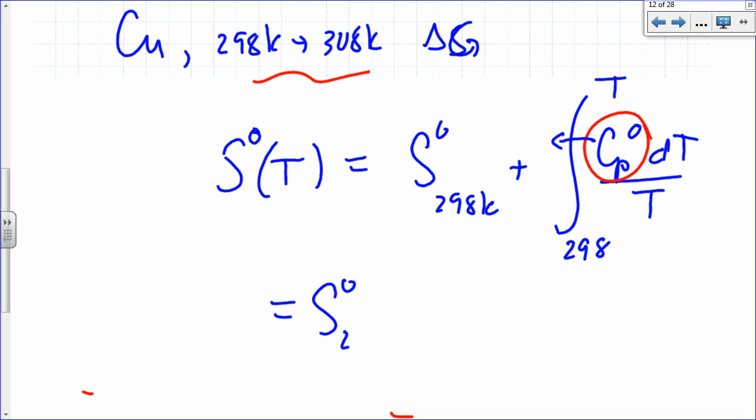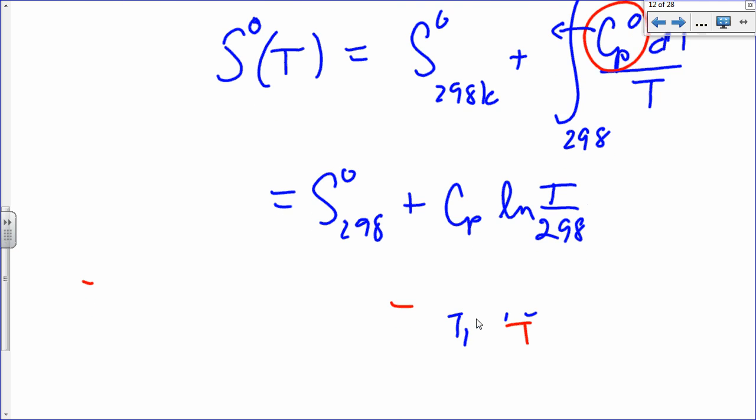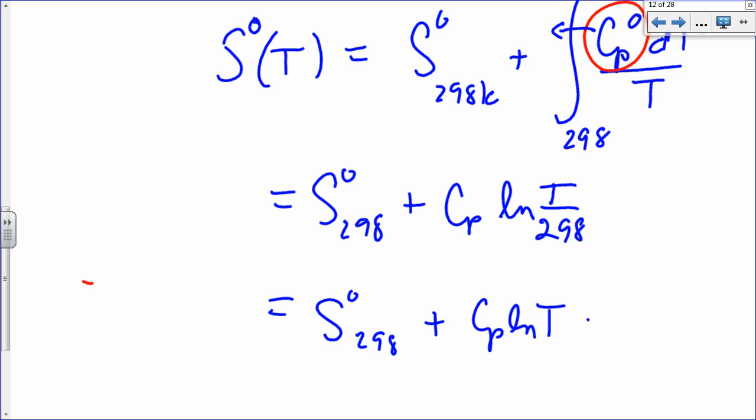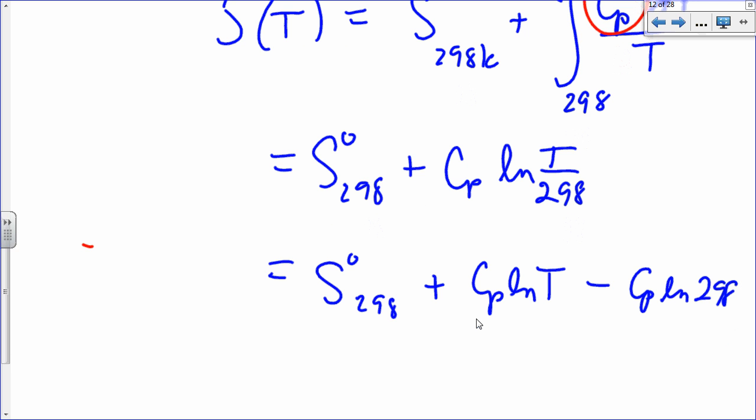That's going to be S naught at 298 plus Cp. What's integral of dt over t? Ln of t. So ln of t over 298, right? So you can say that S as a function of t is entropy at 298, okay, plus Cp ln t minus Cp ln 298, right? So how do you take the integral of S dt? And you're actually going to need to have a negative in front, right?